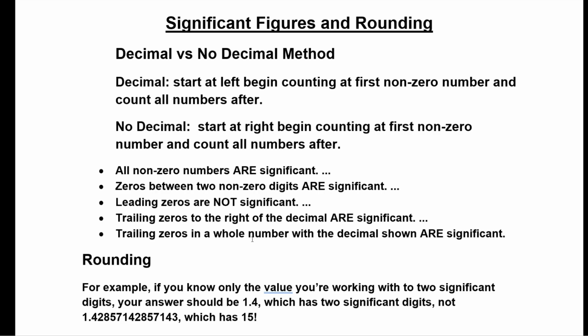But as far as the standard rules for significant figures, all non-zero numbers are significant. Zeros between two non-zero digits are significant. Leading zeros, not significant. Trailing zeros to the right of the decimal are significant. Trailing zeros in a whole number with the decimal shown are significant. So if we follow our two rules above, decimal versus no decimal, these 5 rules below will be met.